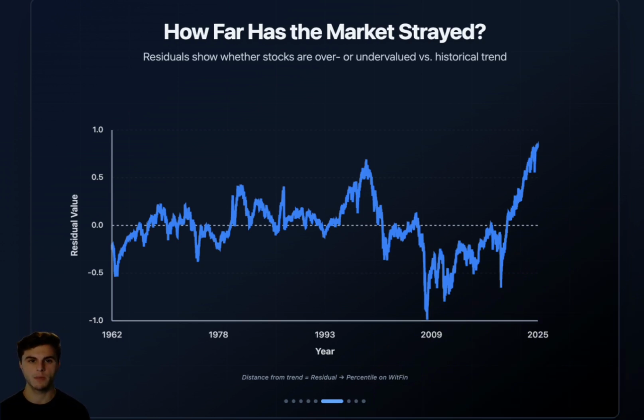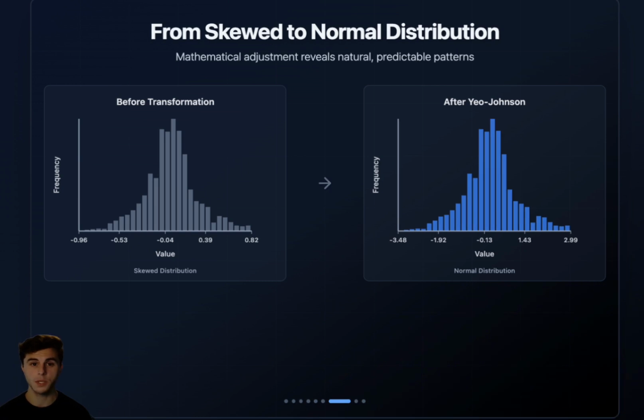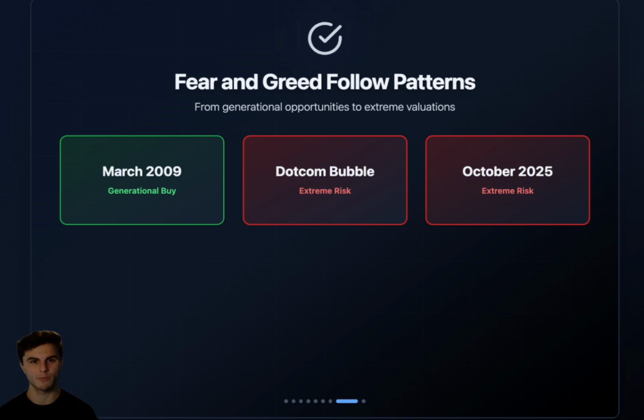If you're a data nerd like me, you might have recognized that the residuals we calculated aren't exactly normally distributed. They're skewed. So we apply something that's called a Yeo-Johnson transformation to normalize them. And voila! This mathematical adjustment reveals that market cycles aren't chaos, they actually follow a natural, relatively predictable pattern.